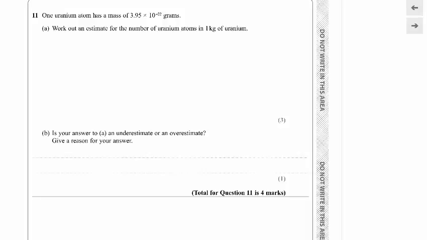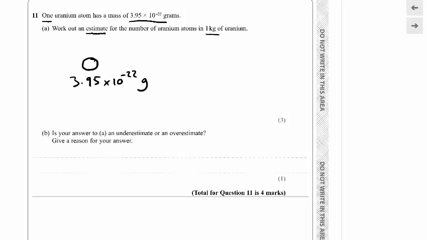So we've been told that one uranium atom has a mass of 3.95 times 10 to the minus 22 grams. It's a number, get your pen out and underline it, right? We've then been asked to work out an estimate for the number of uranium atoms in 1 kilogram of uranium. So let's just try and visualize what's going on here. We've been told that one single uranium atom weighs 3.95 times 10 to the minus 22 grams.